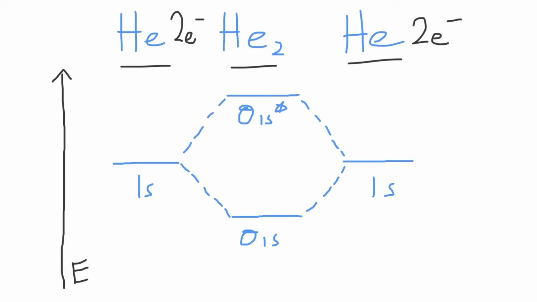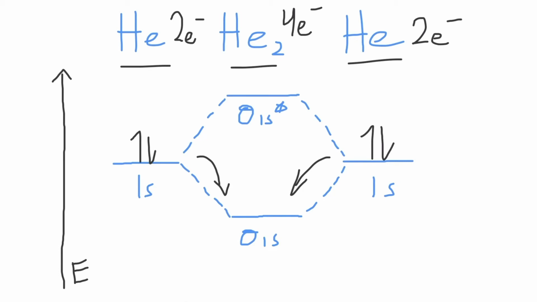And these 2 electrons will add together for He2 to make a total of 4 electrons for our molecular orbitals in the middle. First, we will fill in the 2 electrons for each individual helium. Just like that. And then these 2 electrons will fall into the molecular orbital.